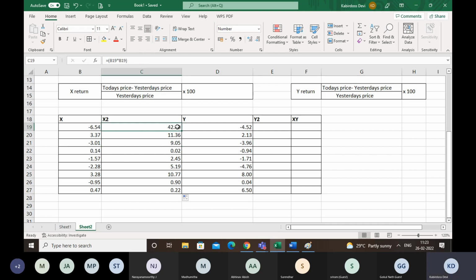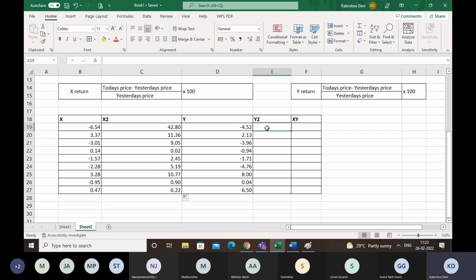Okay. So here, have you written down the x square value for all these? 6.54 square is 42.80, 11.36, 9.05, 0.02, 1.57, which is 2.45, so 5.19, 10.77, 0.90, 0.22. You got this?